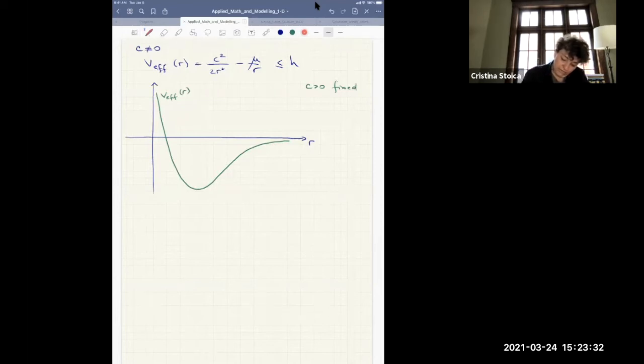Now we do the same thing with the energy. So if the energy is down here, there is no motion. And then the motion actually starts at this level, which is the bottom of the potential. So this is the point where V prime effective of R is 0. So when we compute it, we will see that this point is C squared over mu.